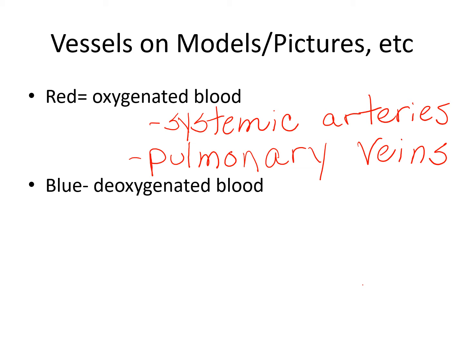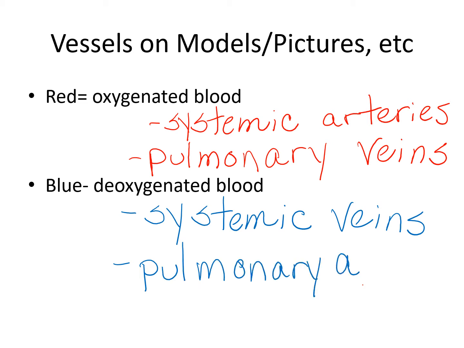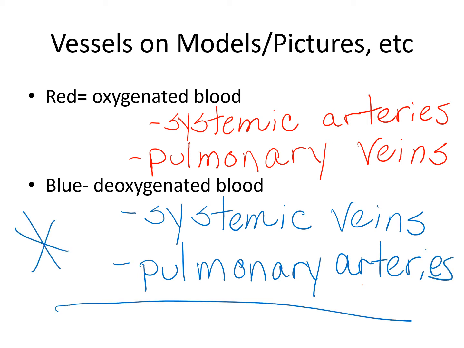Now we know this blood's not blue, it's dark red, but that blue color just makes it easy for us on models or pictures. Blue vessels on our models on our pictures are going to be our systemic veins. So again, vast majority of veins are in the systemic circulation. And our pulmonary arteries. We'll look through this and look at some pictures of it, but get this in your brain. This plagues people in cardiac anatomy and vessel anatomy.